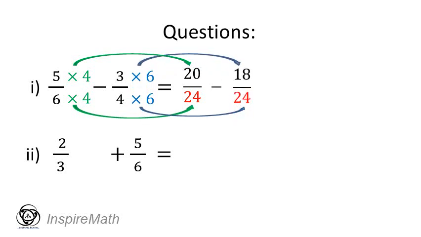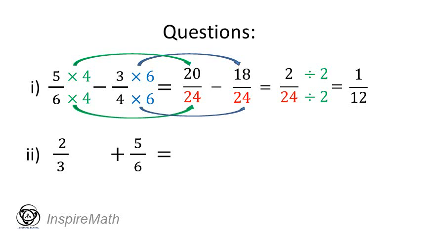over 24. The calculation for the numerator is simply 20 minus 18, which is 2, and the denominator stays the same as 24. Since the denominator and the numerator of 2 over 24 can be divided by 2, a simpler form of this fraction is the equivalent fraction 1 over 12.